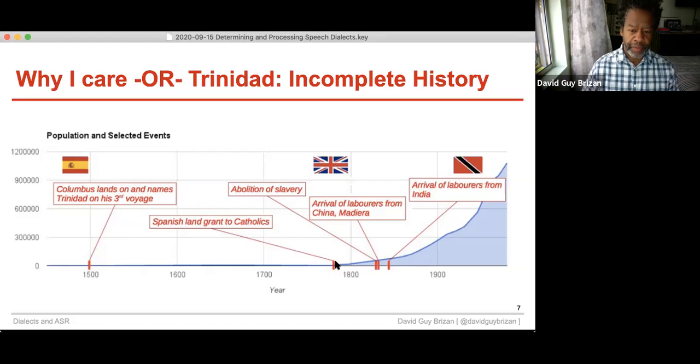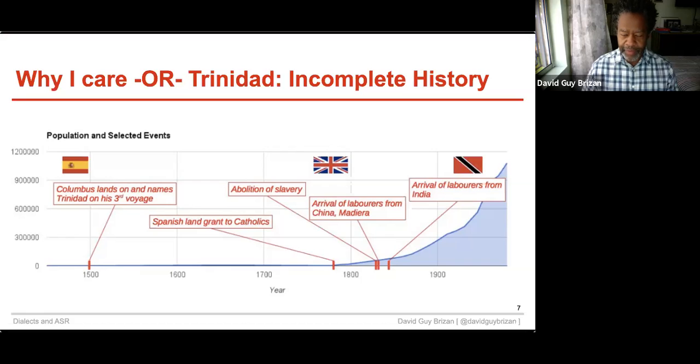And as you can see, there's a blue line over here, and that's actually the population of Trinidad throughout time. So the population increased from then on, through the 1900s, and this is, I think, at the year 2000. So the actual population is a little bit higher now in 2020. I think there are about 1.3 million Trinidadians. We're taking over.